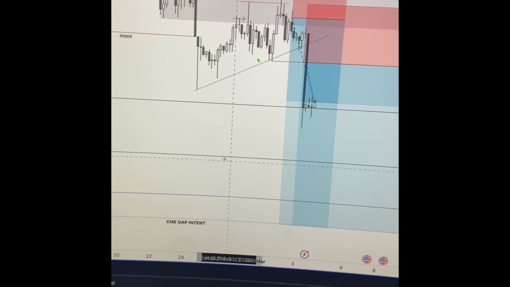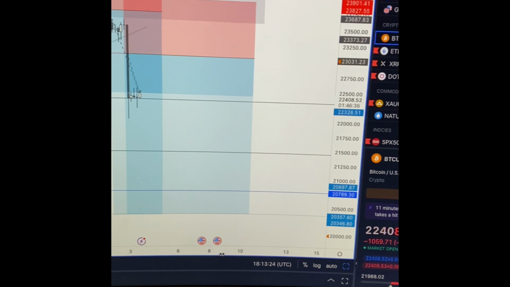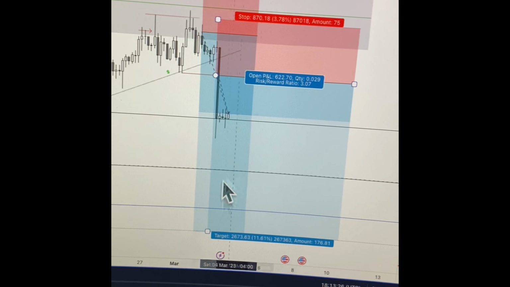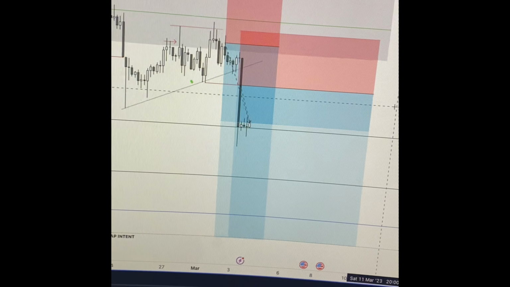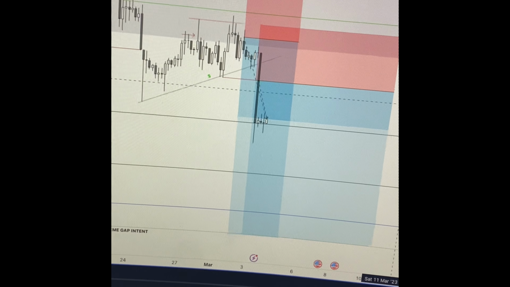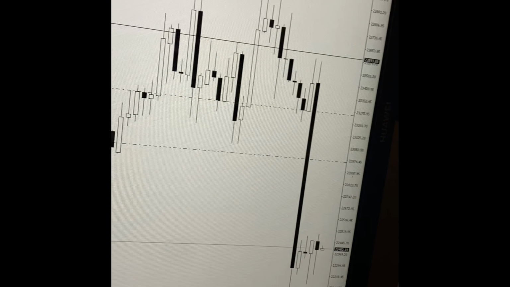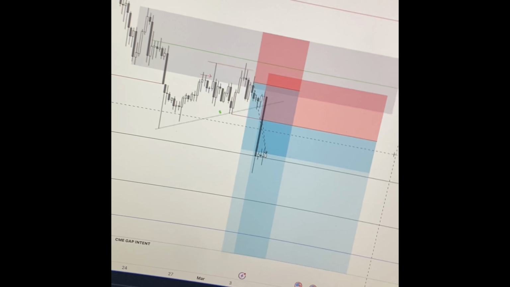I do believe we will see the CME gap pitched in and taken. Again, if you want to know what I'm doing at these levels of BTC, be sure to check out a previous BTC video that I put out on YouTube. These are the entries, just for transparency, and I'll update you guys on how this weekend goes.